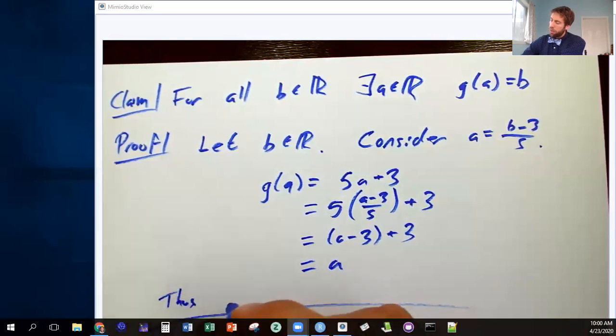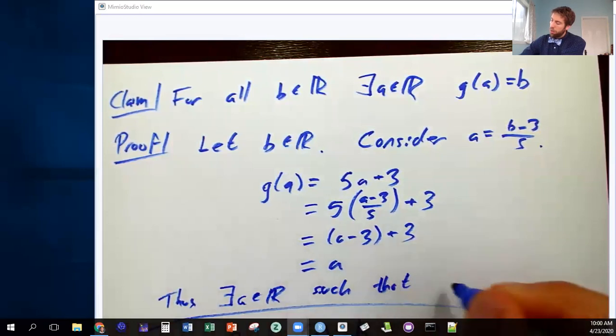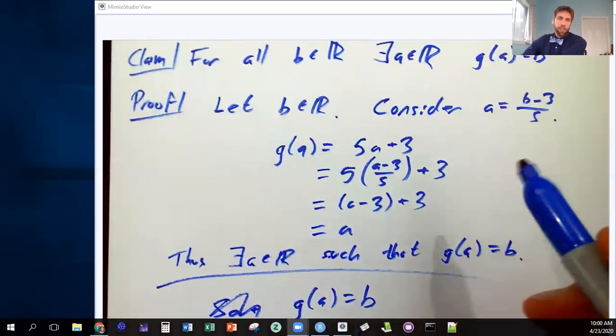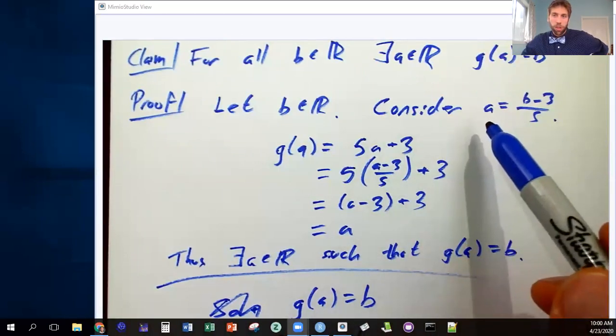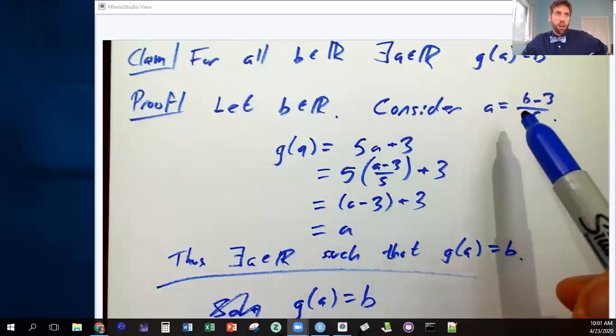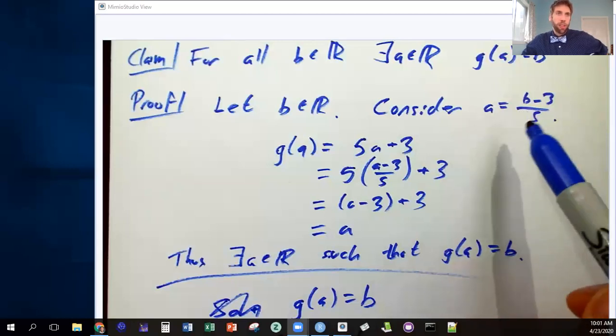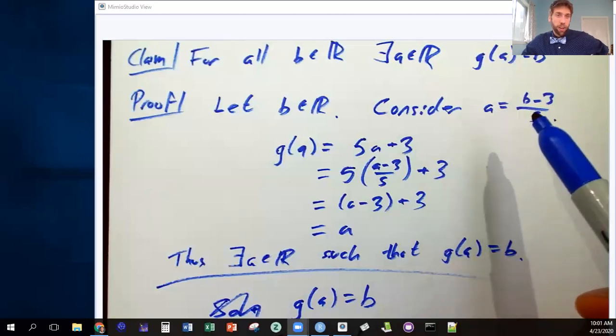Thus, there exists an a in the real numbers such that g of a equals b. Something I could have added here is that a is also a real number because real numbers are closed under division and subtraction. But at this point, we all know that. You can leave that unstated if you like, or you can state it, that's also fine.